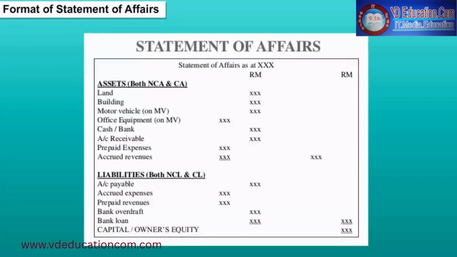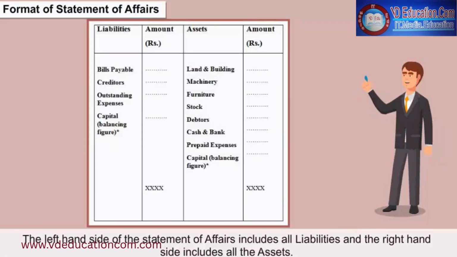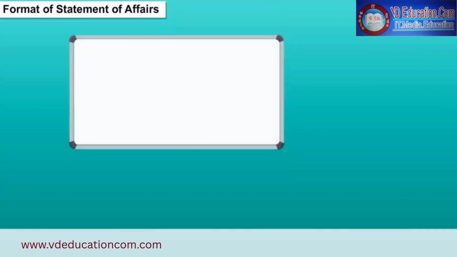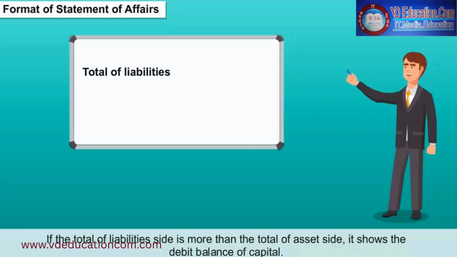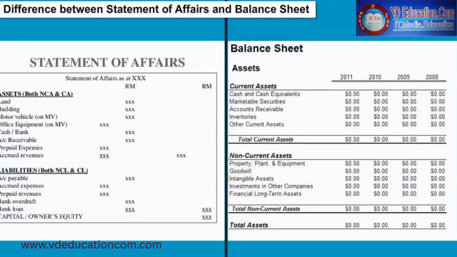Format of statements of affairs. The left-hand side of the statement of affairs includes all liabilities and the right-hand side includes all the assets. If the total of liability side is more than the total of asset side, it shows the debit balance of capital. Difference between statement of affairs and balance sheet.